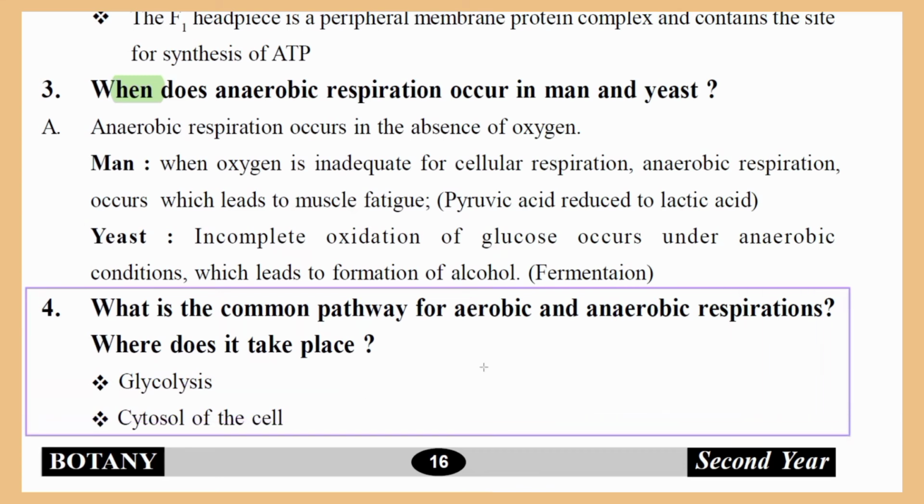What is the common pathway for aerobic and anaerobic respiration, and where does this occur? So here there are three important steps, phases.